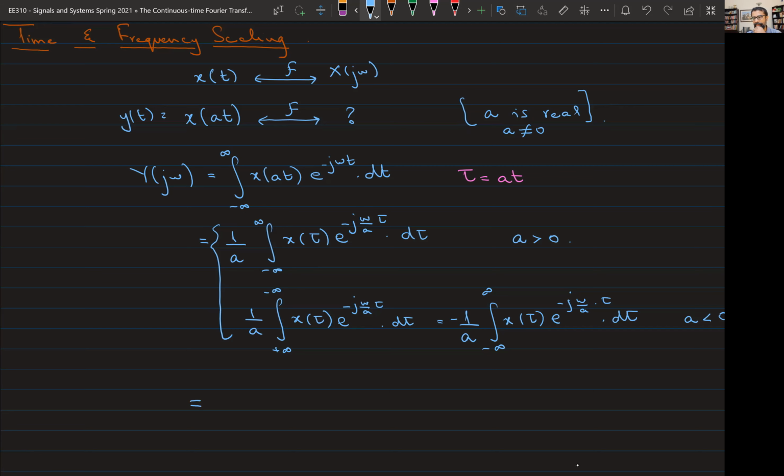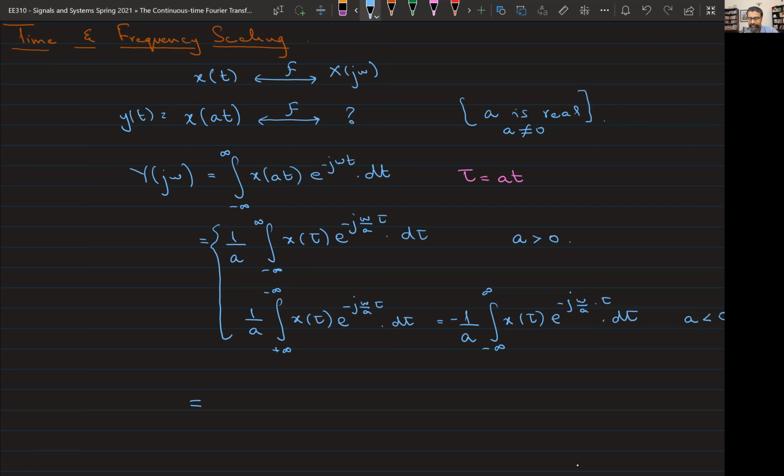Yes, Tala, please go ahead. Sir, the upper limit of one is minus infinity and the lower limit of the other is minus infinity, so we can combine them. How can we combine them? That's what I'm saying. In one a negative sign is coming, in the other the negative sign is not coming. So they will just add, meaning we go from plus infinity to minus infinity.